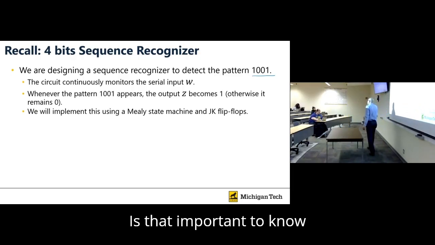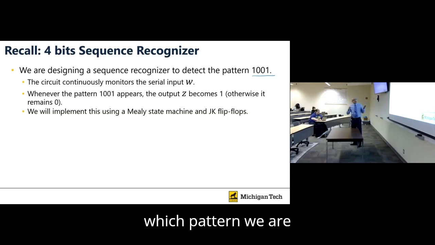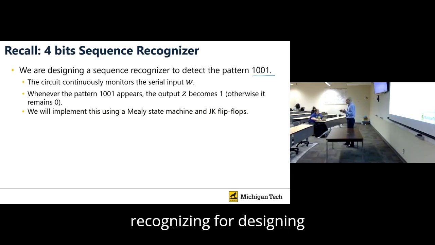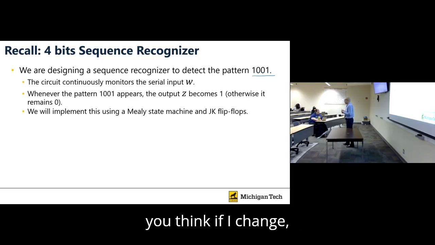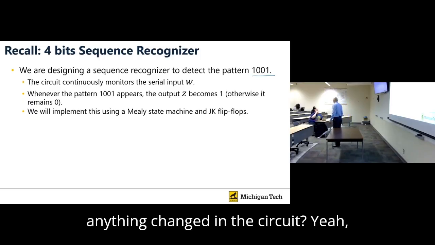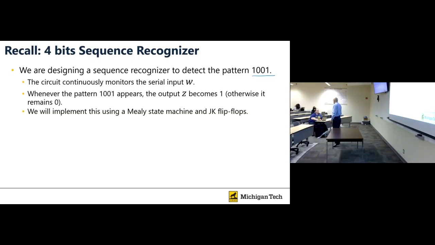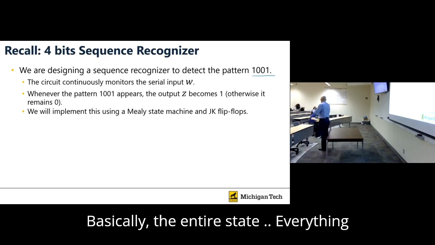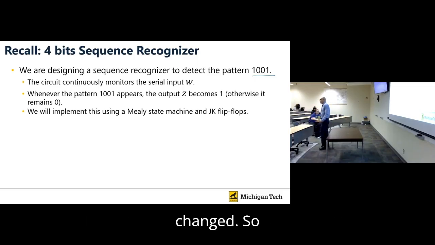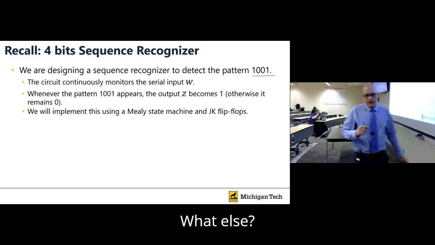Is it important to know which pattern we are recognizing for designing? In your idea, what are you thinking? Do you think if I change, for example, that 1001 to 1101, anything changes in the circuit? Yeah, our transitions and our states change. That's right. Basically, the entire state diagram changed. Everything changed. So that's important. What else?